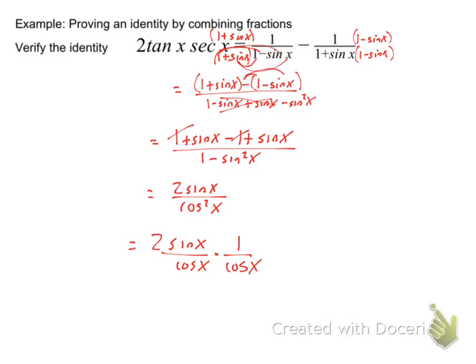Why is that okay? Because it's being multiplied. How do you multiply fractions? You multiply across. And what is sine over cosine? What is 1 over cosine? So 2 tangent x secant x, which is 2 tangent x secant x. Check. Done.